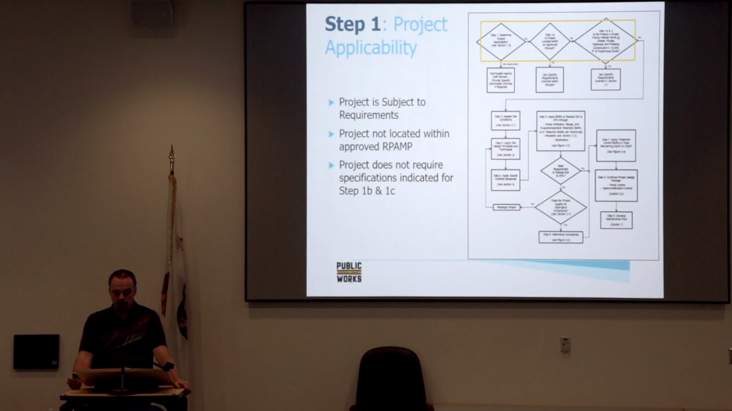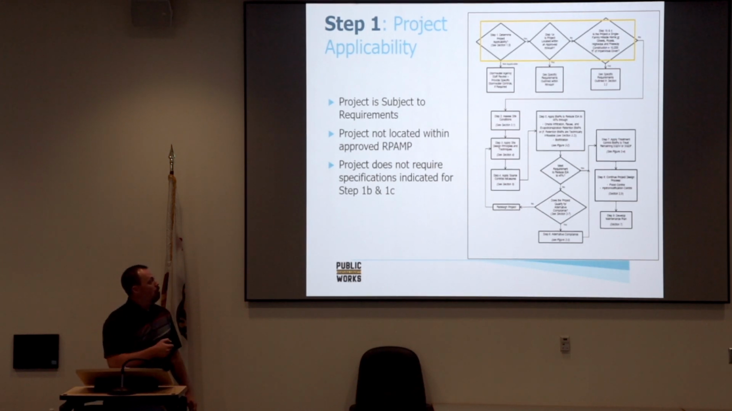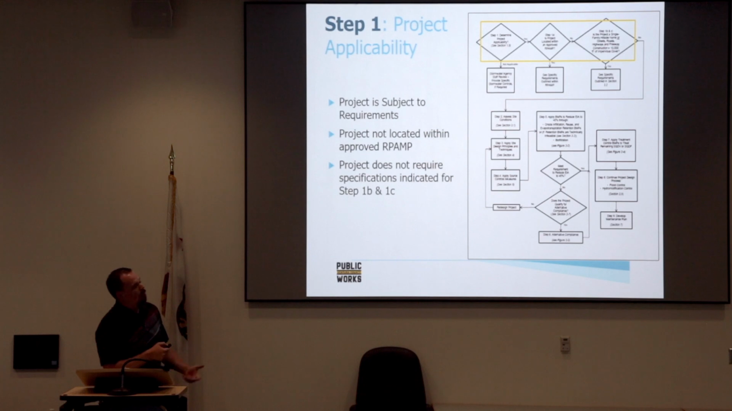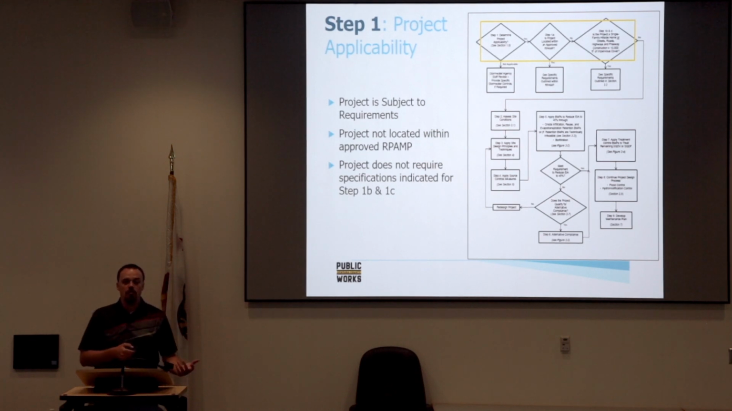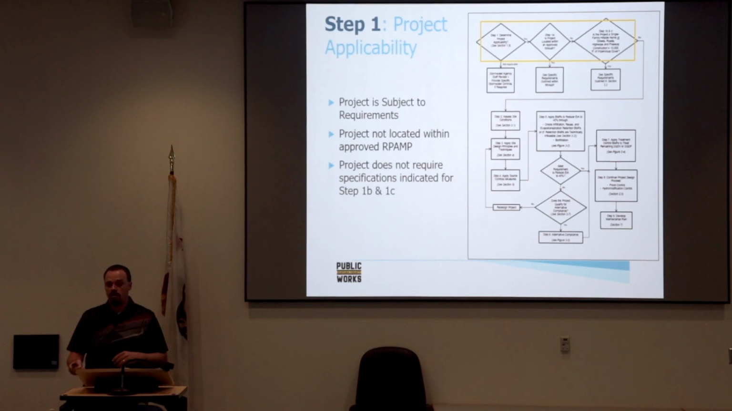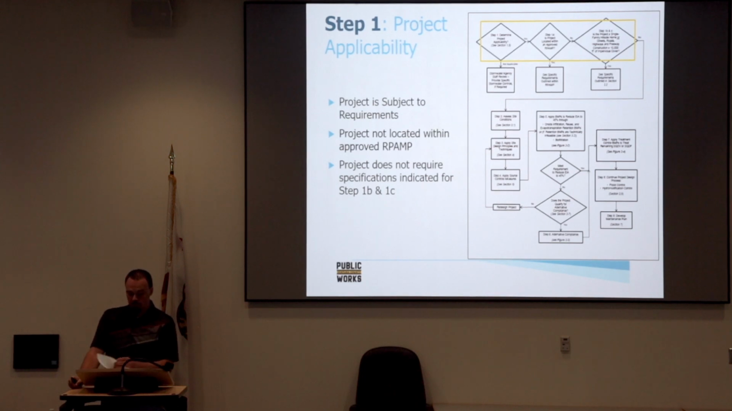And then, is the project indicated for step 1B or 1C? And those are both the hillside homes. So step 1B is up in the top right here. Step 1C is if it's a highway or a street, 10,000 square feet or more. Two of those others I highlighted, and the single family hillside homes, are within the project applicability.